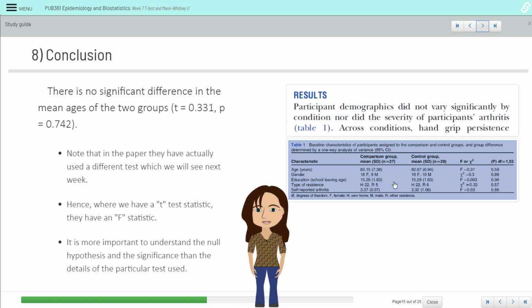So in terms of what they have in the paper, where they've tested age, they've actually got an F statistic because they've done a slightly different test. You'll find that in many cases in statistics, which is really irritating to a lot of people, there's more than one way to skin a cat. So they've done something a little bit different. We're sticking with the t-test, but you'll see they still come to the same conclusion. They still get a high p-value and there's no difference between the groups.